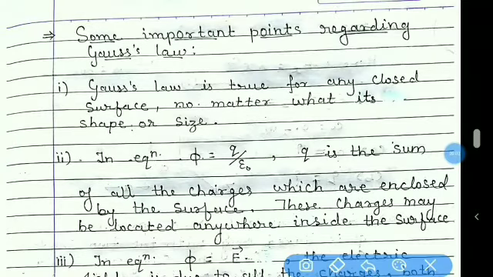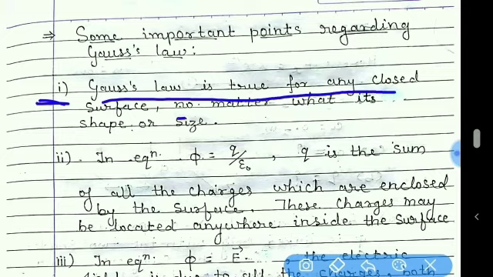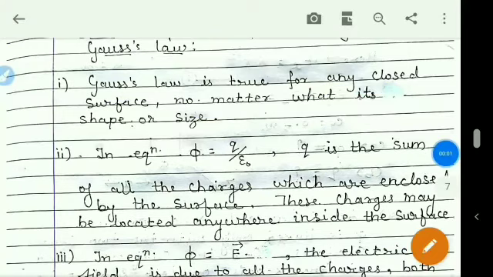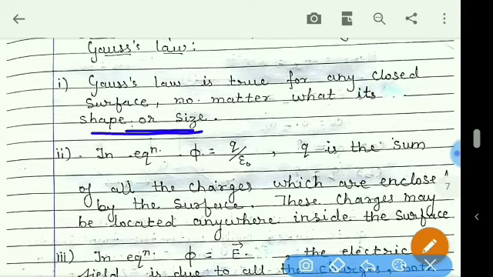Now some important points regarding Gauss law. The first point says that the Gauss law is true for any closed surface, no matter what its shape or size. So to obtain the formula for the Gauss law, we have considered the spherical surface, but here it is given that the surface can be of any shape, but it must be a closed surface, no matter about the shape or size of the surface.